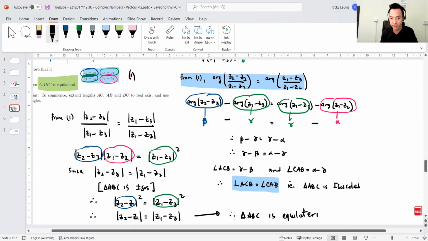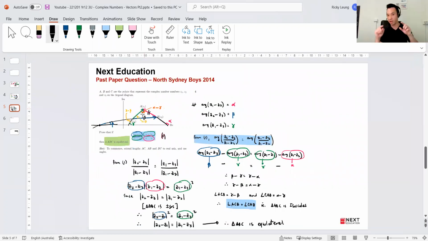So in this question, the trick is to prove two sides equal first and then deal with the third one thereafter. And it all stems from using the fact that they gave you that ratio, using the argument statement and then using the modulus of the statement. That's the trick to unlocking this question. Hopefully that's okay. That was a hard one.